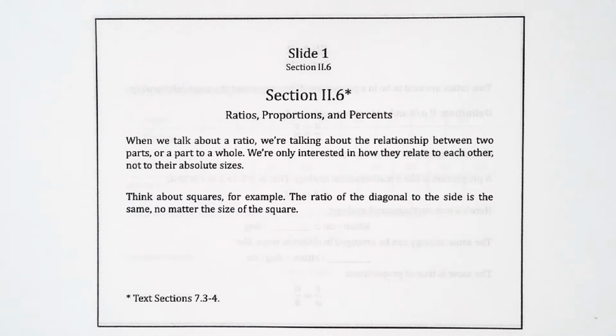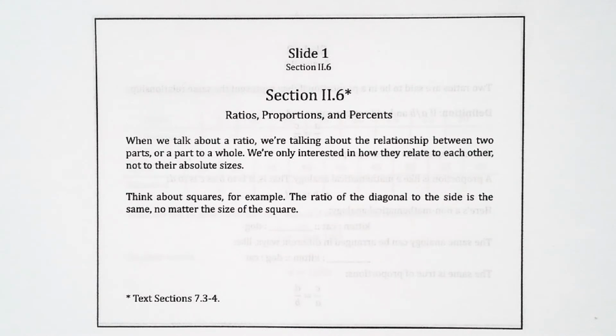This is the first mini lecture for section 7.3 and section 7.4, which I'm going to cover together. We're going to continue our discussion of the real numbers by talking about ratios, proportions, and percents. When we talk about a ratio, we are talking about the relationship between two parts, or a part to a whole. We're only interested in how they relate to each other, not their absolute sizes.